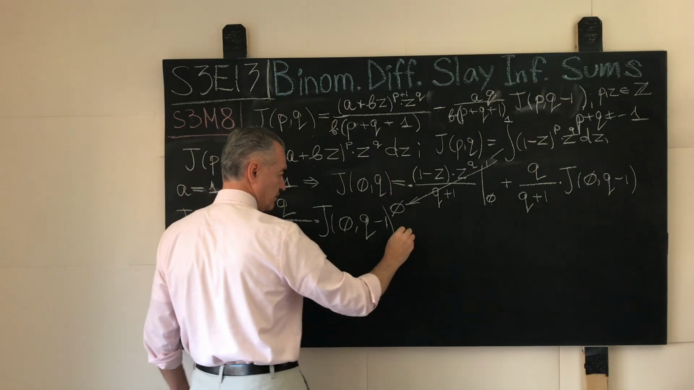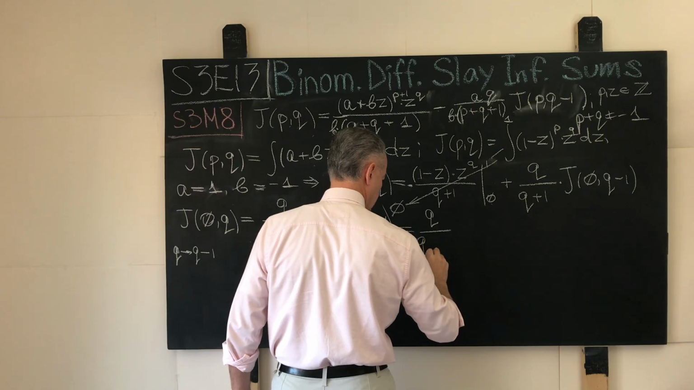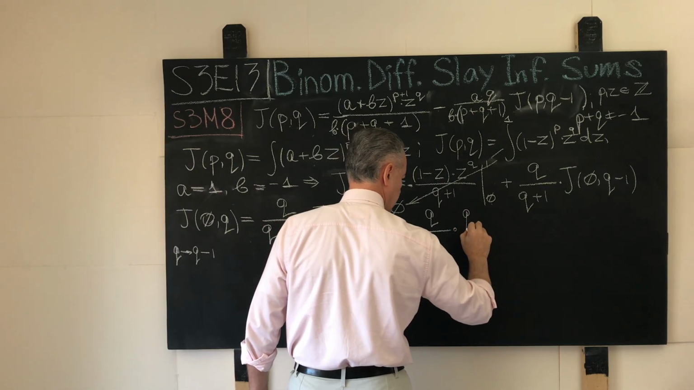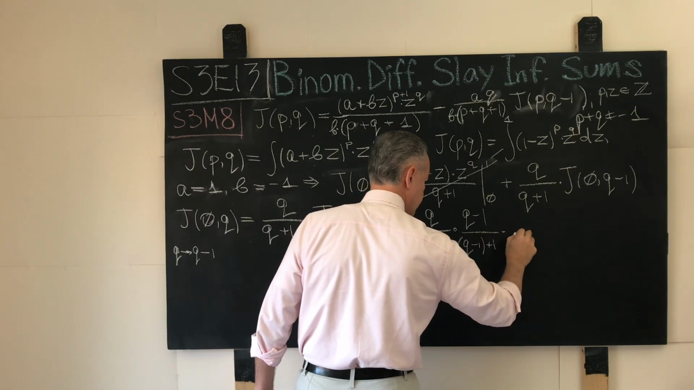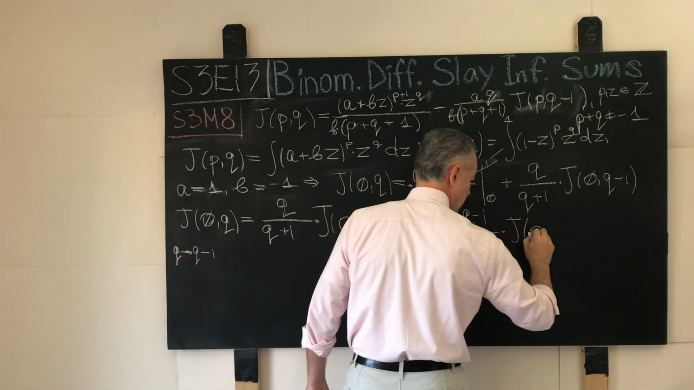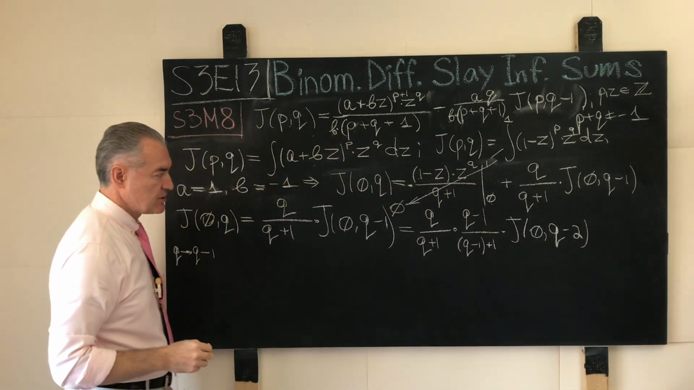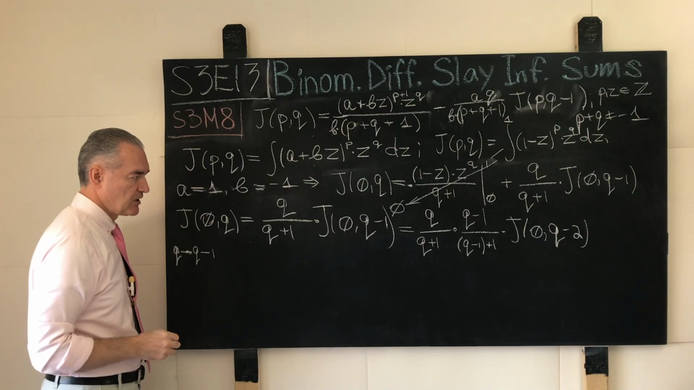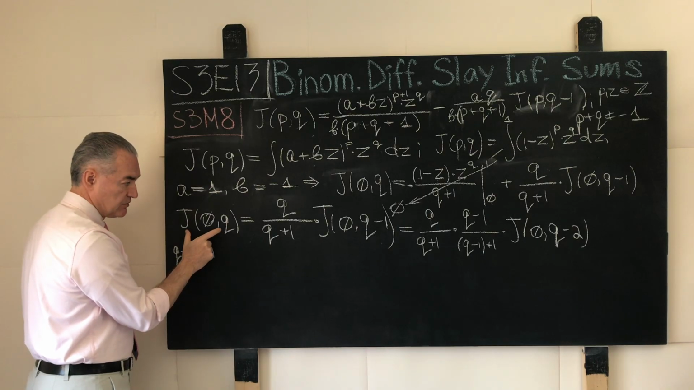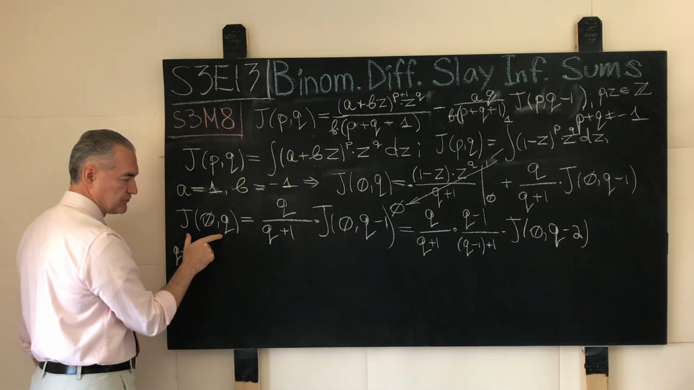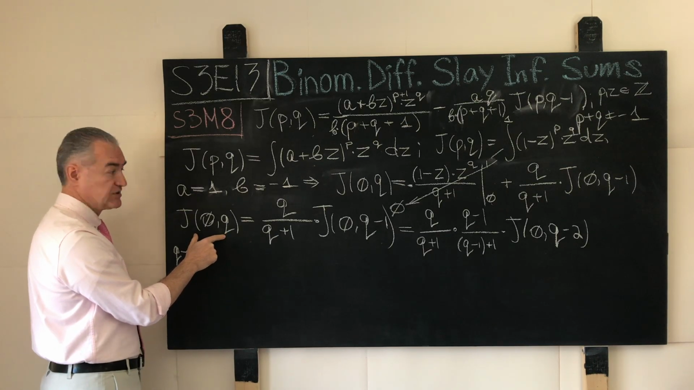So what will we have over here? Let's write down a couple iterations. q over q plus 1 times q minus 1 over q minus 1 plus 1 times j of 0, q minus 2. You see, this iteration is very straightforward. We take this formula, we use it over here, but here on the right hand side of this formula we replace q with q minus 1 uniformly or mechanically anywhere we see the symbol q.